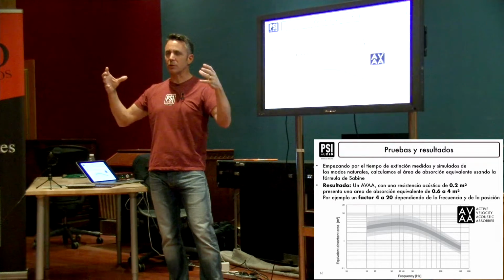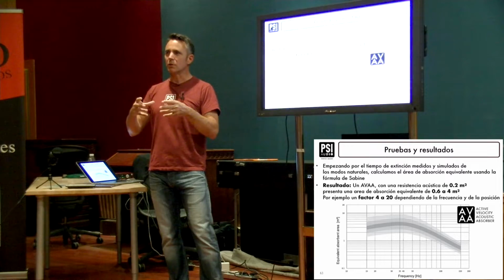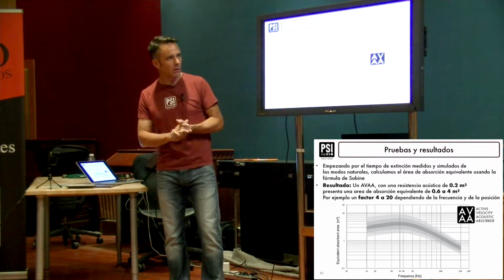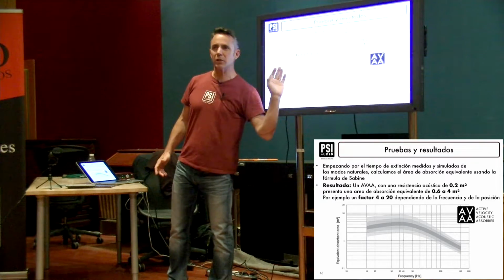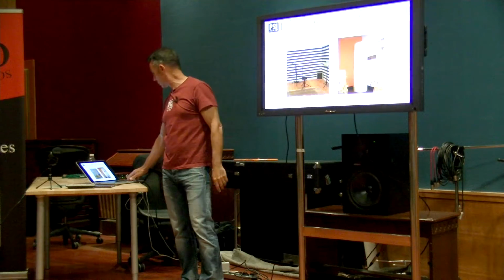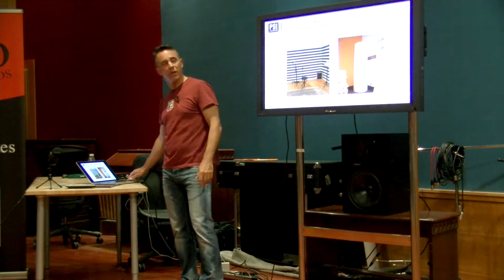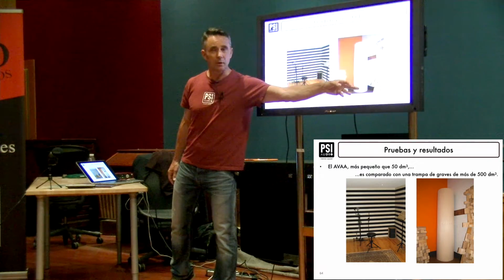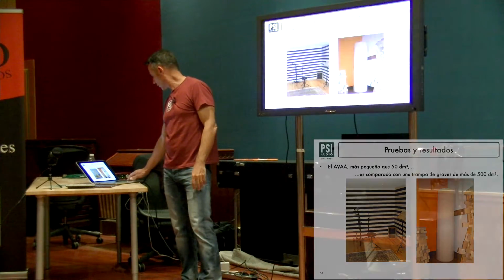The equivalent absorption area would be smaller also, so the economic value would also be a lot smaller, and this is really the range where we have most disturbing room modes. So we'll do demos later. But this is the first test we did: you put it in the corner, and we were comparing it to a big bass trap like this.